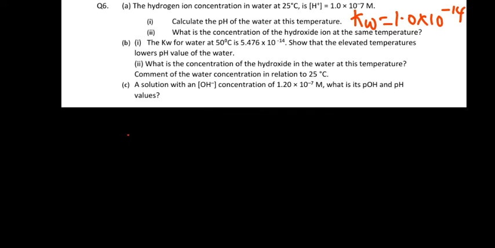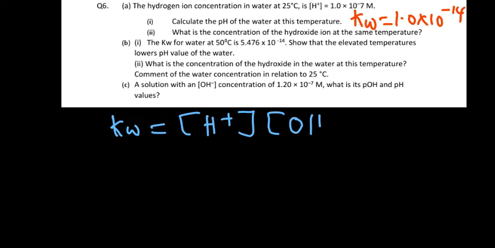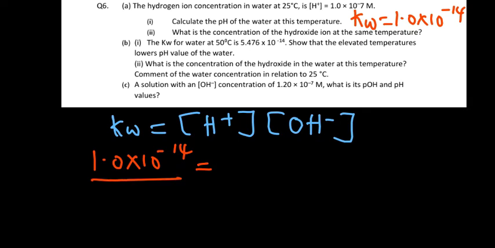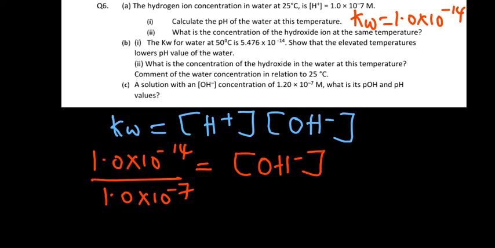So the kW value is the hydrogen concentration multiplied by the hydroxide concentration. The kW value is 1.0 times 10 to the power negative 14 at 25 degrees Celsius. We've been given the concentration to be 1.0 times 10 to the power negative 7 for the hydrogen. So for the hydroxide ion concentration, we just have to divide both sides by that.